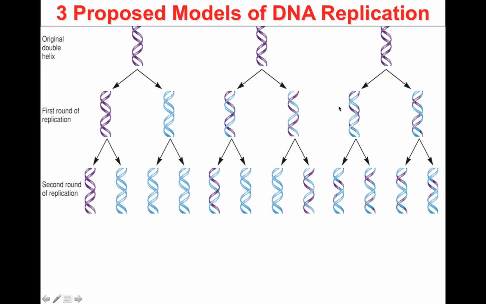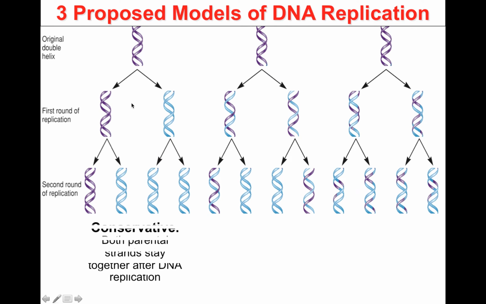There were 3 proposed models of DNA replication in the 1940s. There was a conservative model which proposed that the parental DNA strand stayed intact and produced a new molecule of double-stranded DNA where all of these nucleotides were newly synthesized.